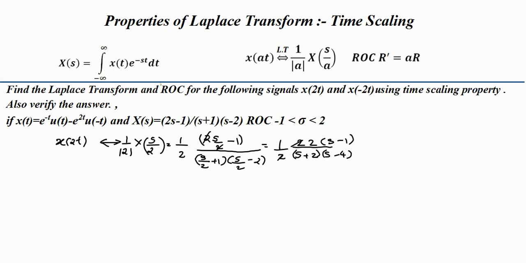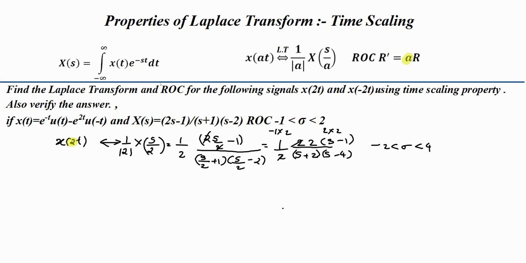Now about the ROC. The ROC is already given as minus 1 to 2. Now we need to multiply by this constant a. Here that constant is 2. So we need to multiply by 2: minus 1 into 2, and here also 2 into 2. So it becomes minus 2 less than sigma less than 4.